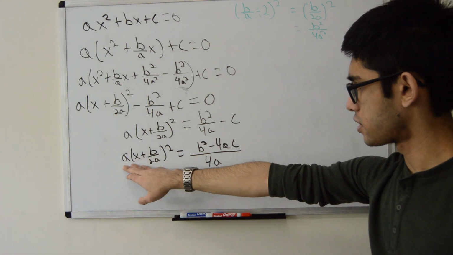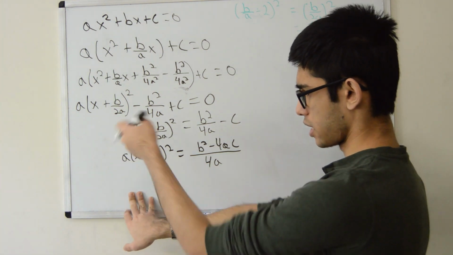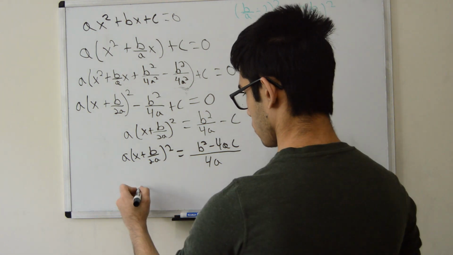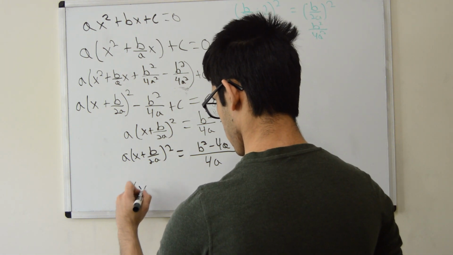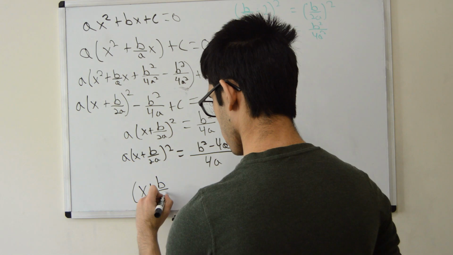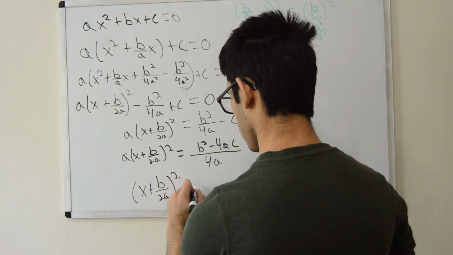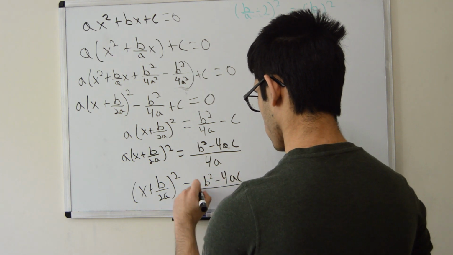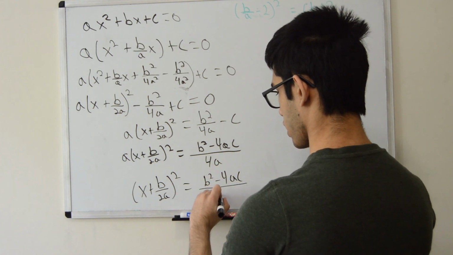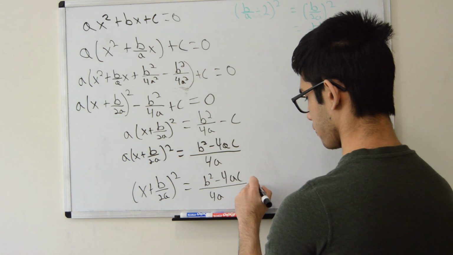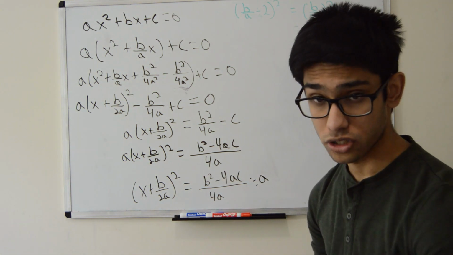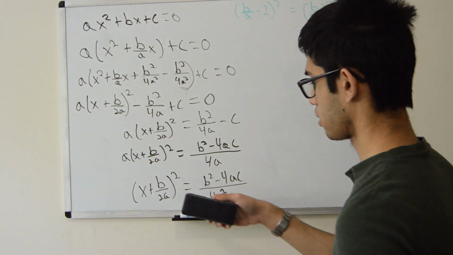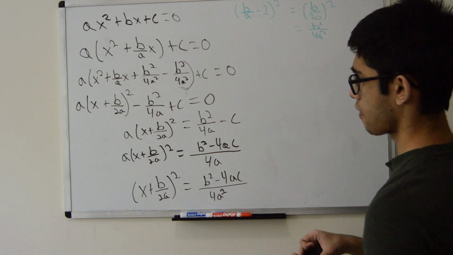We're going to divide both sides by a because I want to get rid of this a. Isolating x is my final destination. So what I'm going to have at the end is (x + b/2a)² equal to (b² - 4ac) over, so it was 4a, right? And if I divide by a, it's the same thing as multiplying by 1 over a. So I would just have 4a². Okay? So this is what we have so far.